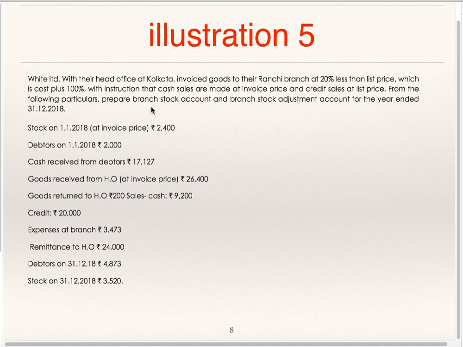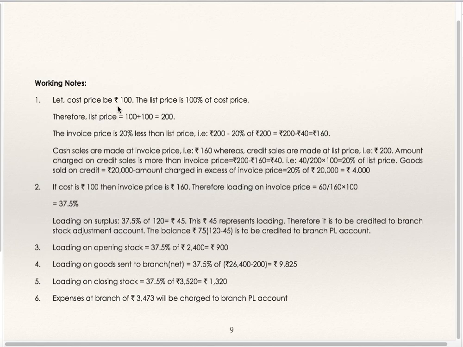You are supposed to prepare only branch stock account and branch stock adjustment account. Let cost price be 100, list price is 100% of cost price, list price is 100 plus 100, which is equal to 200. Invoice price is 20% less than list price, that is 200 minus 20% of 200, which is equal to 160.